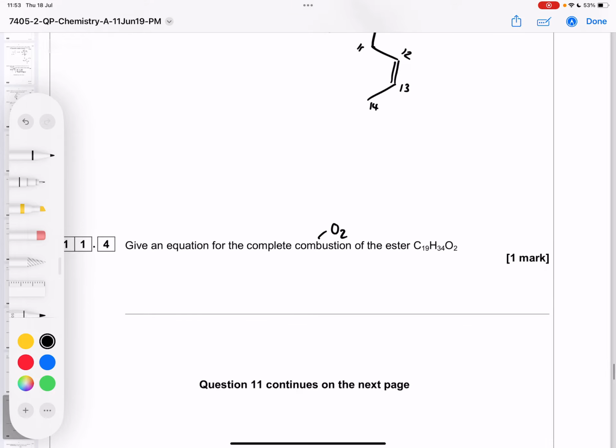Combustion is reaction with oxygen. Complete combustion means carbon dioxide and water are formed. So 19 C's, 19 CO2s, 34 H's, 17 H2O's. So 19 times 2 is 38. Add the 17, 55, and then divide by 2. So either write 53 over 2 or 26.5.